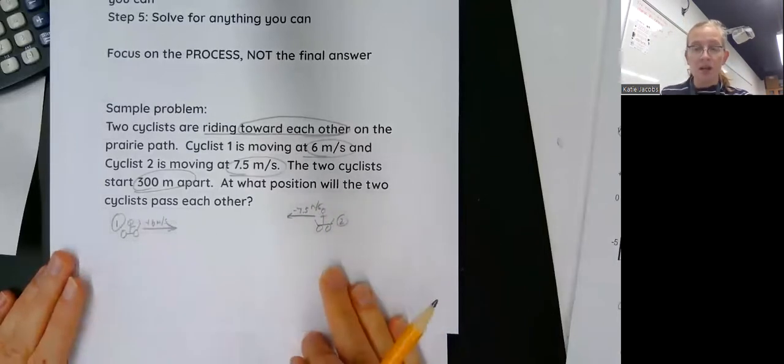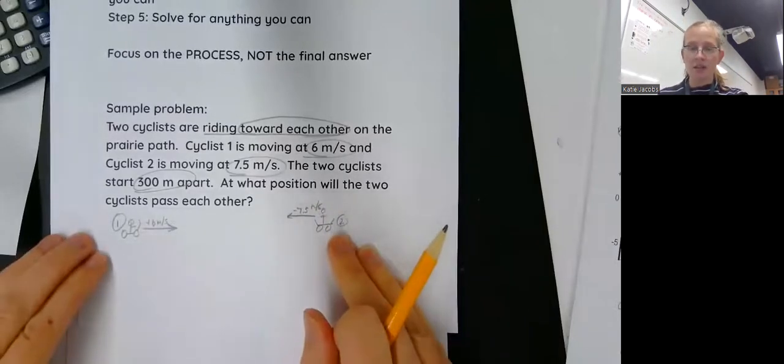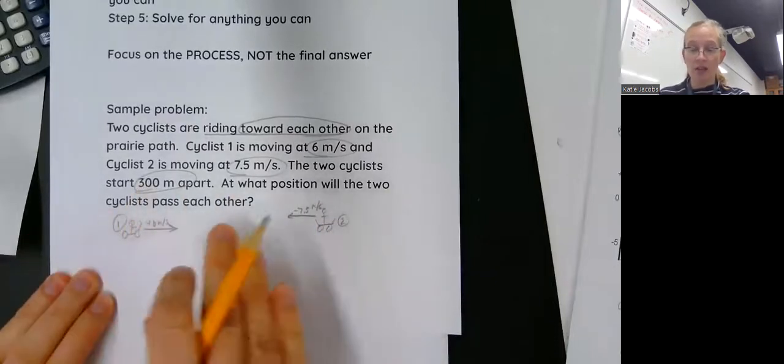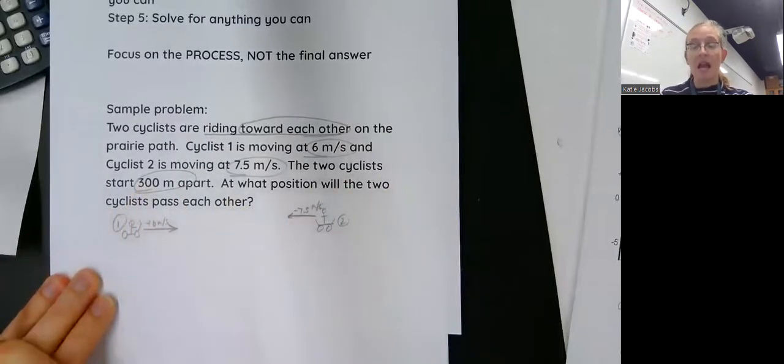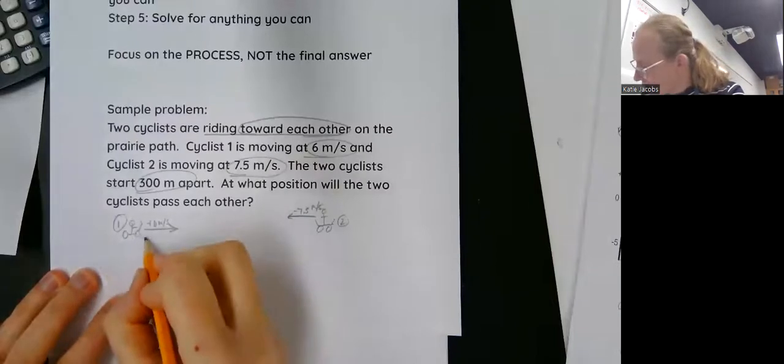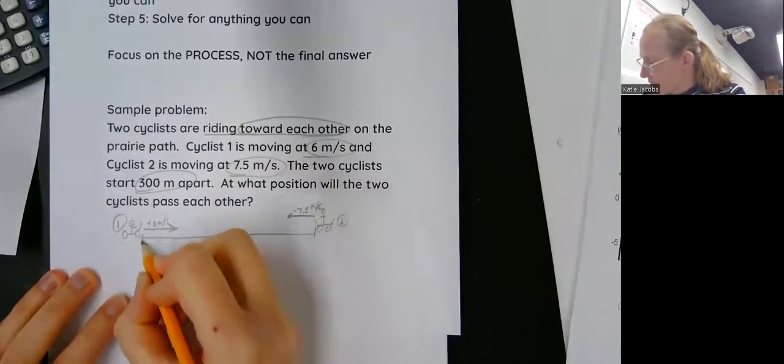Now, there's nothing to say in this problem that it couldn't be reversed. Cyclist 2 could have been moving to the right and cyclist 1 could be moving to the left. At the end of this tutorial video, I'm going to have you try and set up the problem that opposite way to see if you can do that calculation. But I'm going to stick with this interpretation, and it's important to note that they are 300 meters apart from each other.